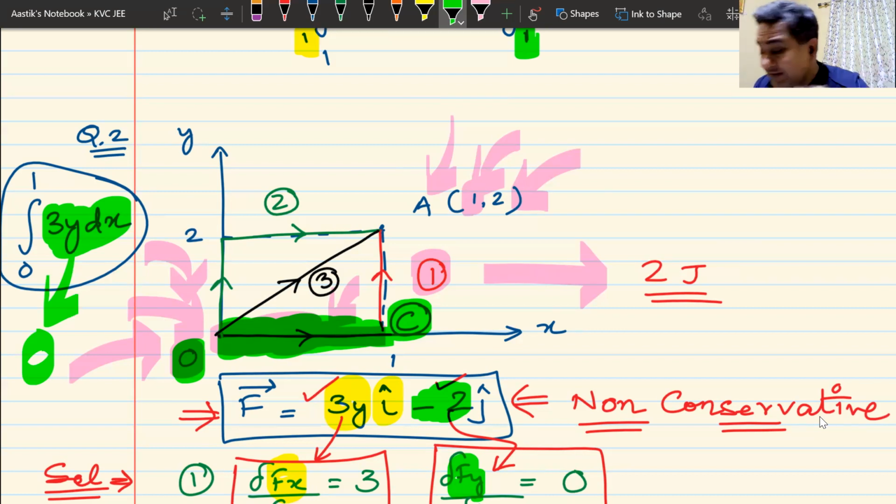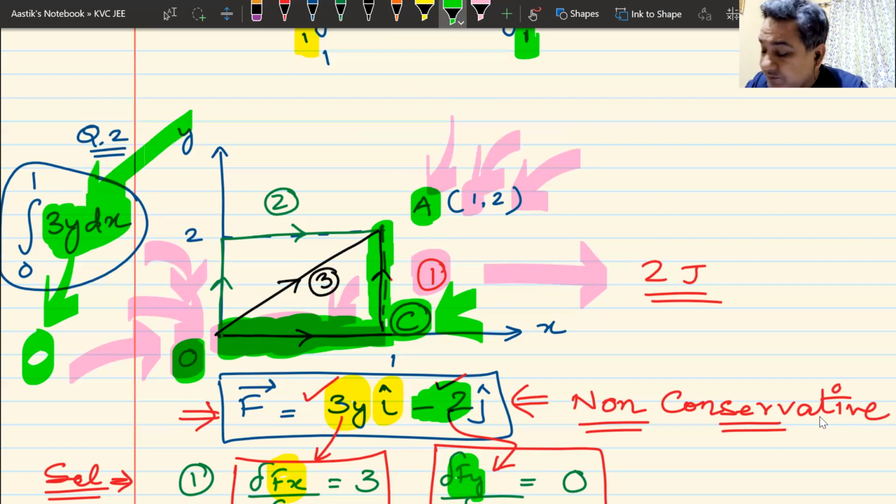So this integral from O to C is 0, because the value of y is 0. Now I calculate it from C to A, this path. When I go from C to A straight up, the problem is y is changing. At point C, y is 0. At point A, y is 2. y is changing, but I have to integrate it with dx.